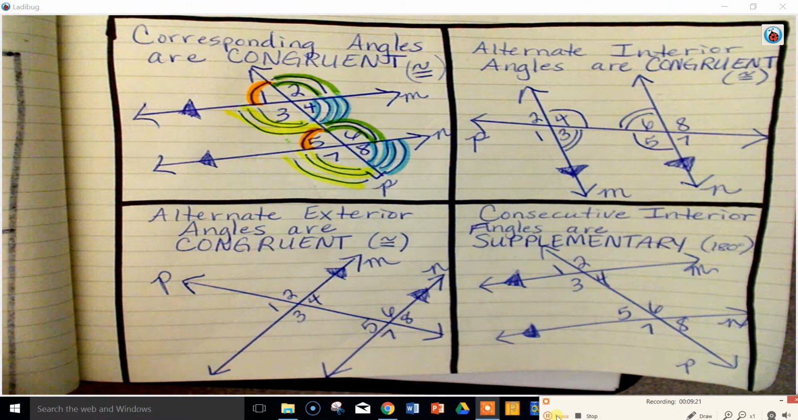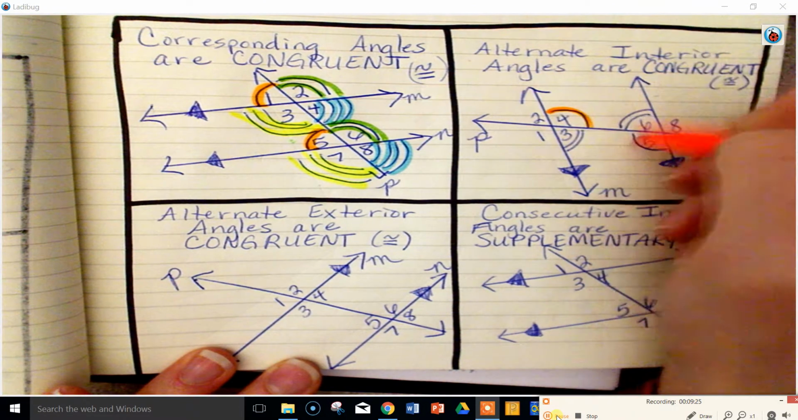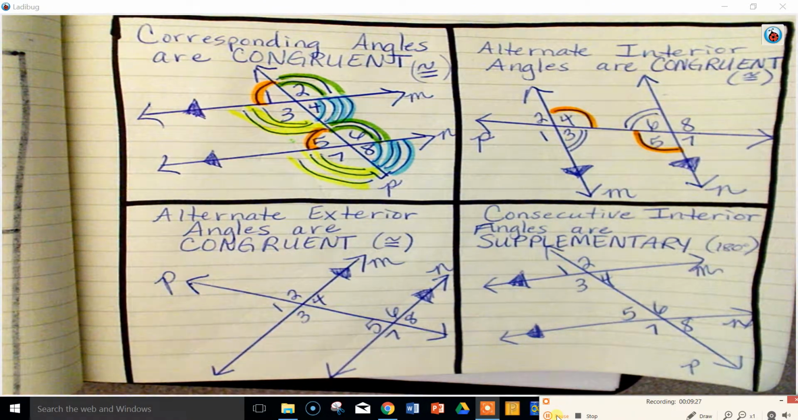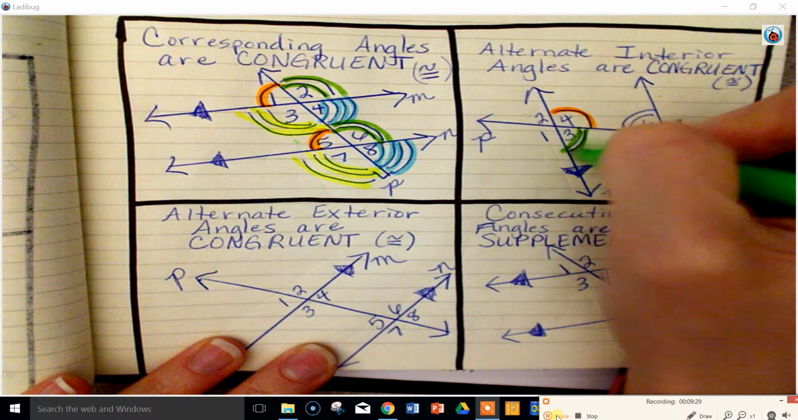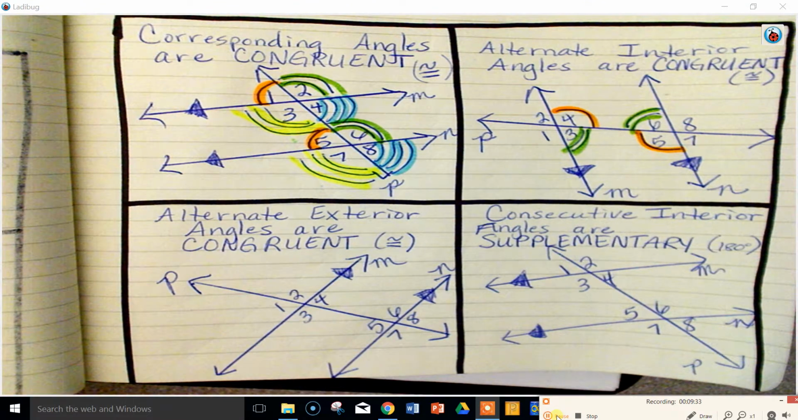And I can also go in and color code that to make it visually a little easier to see. Angle 4 is congruent to angle 5. Angle 3 is congruent to angle 6. Those are my alternate interior angles. They're only congruent when I have parallel lines. If my lines are not parallel, I could not assume that.